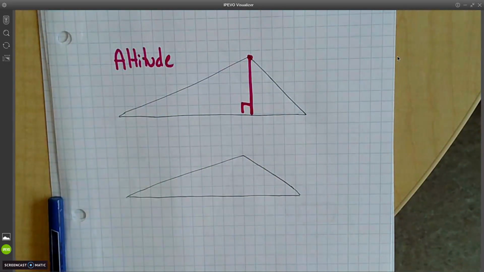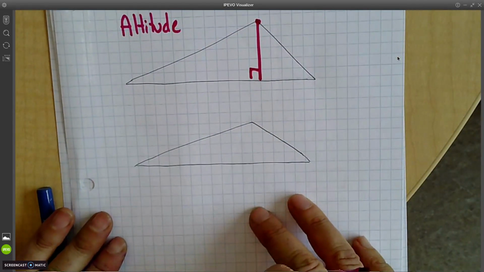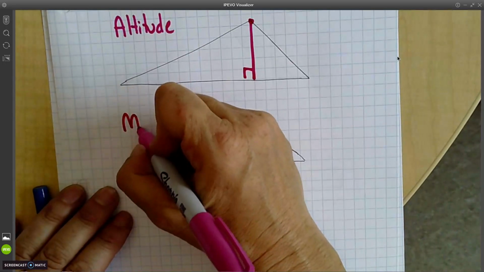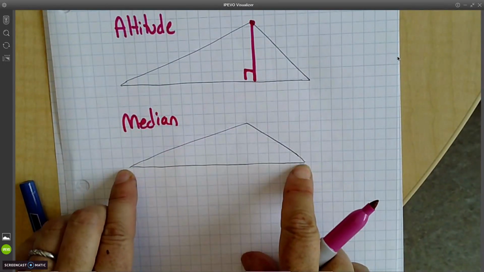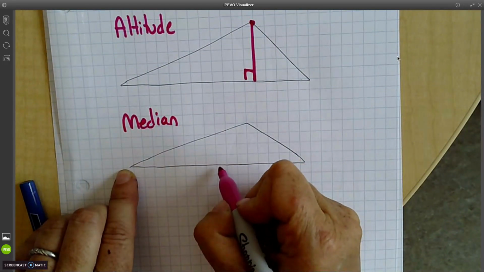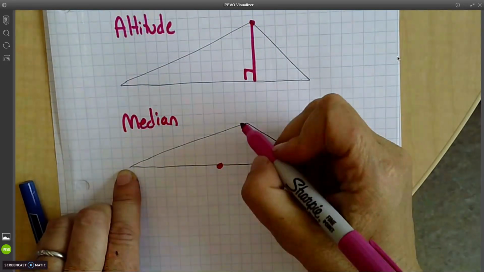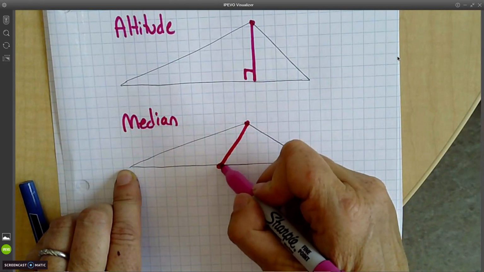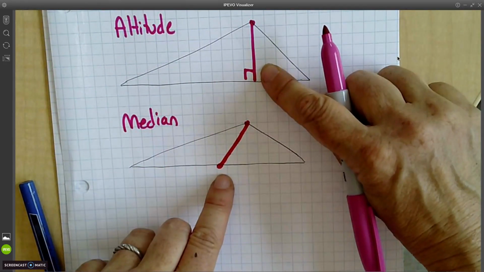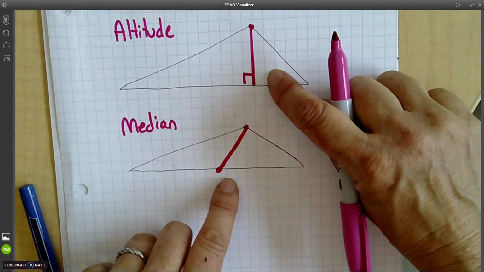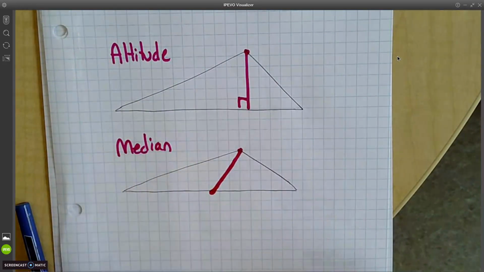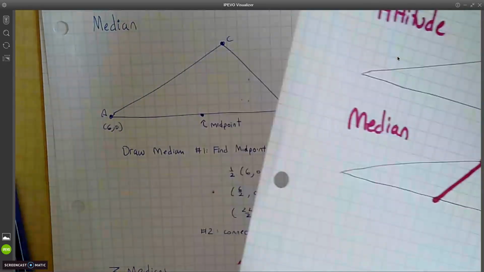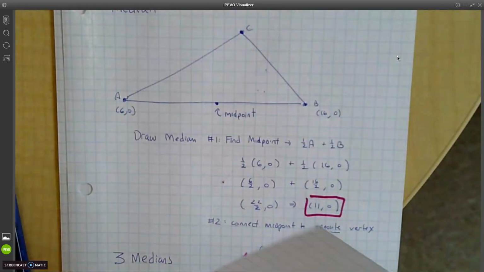That's an altitude. It's really cool, but there's another line I'm really interested in, and that's called a median. And a median's a little different. A median is when I look at the base, I look at the bottom here, and I find the midpoint, I'll just say it's about there, and I go from the vertex right down to the midpoint. Now, these are different. Sometimes, like on an equilateral triangle, they'll end up being the same. But as you'll see, this didn't make a right angle. So they're often different.